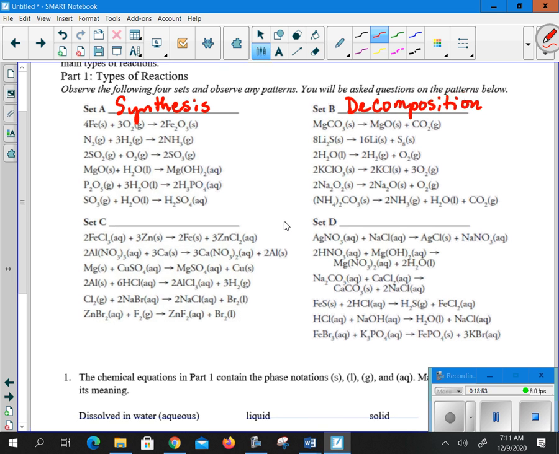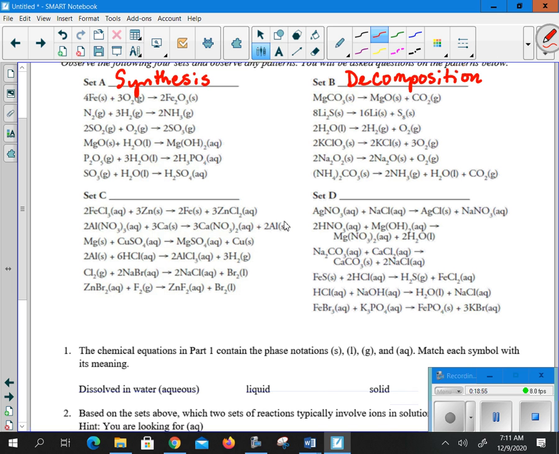Then in set C, we have a compound and a single element, over and over. Then we have a single element and a compound. So anytime you have a single element with a compound, that's going to be a single replacement reaction.